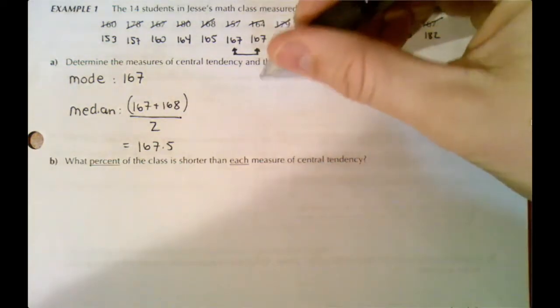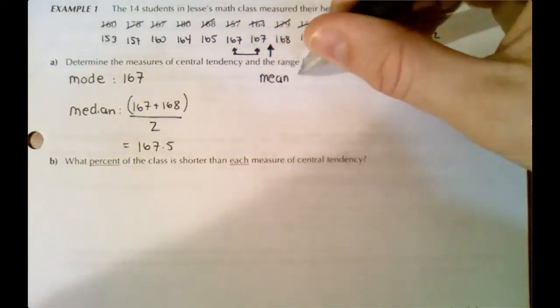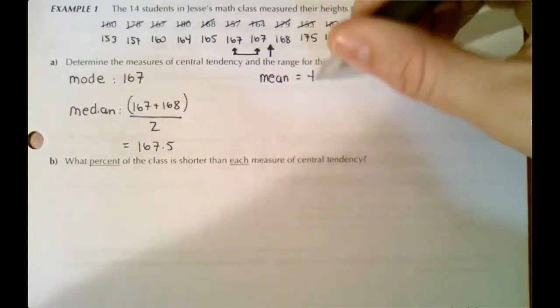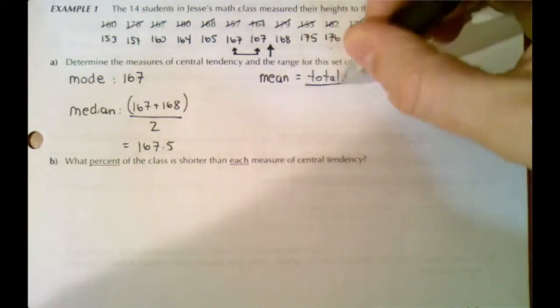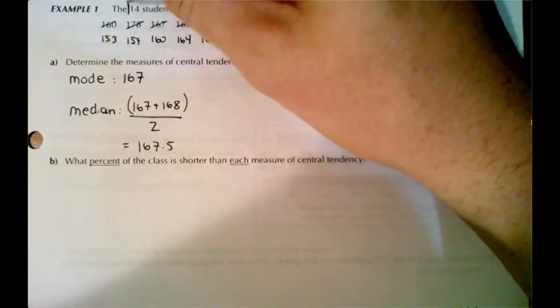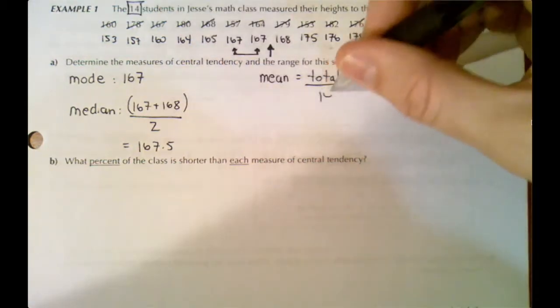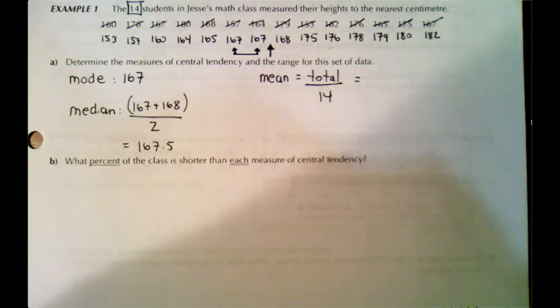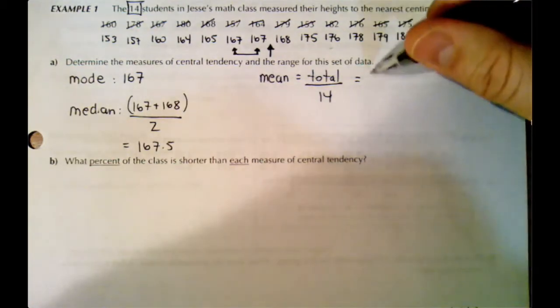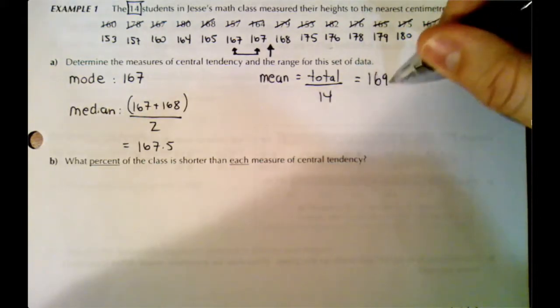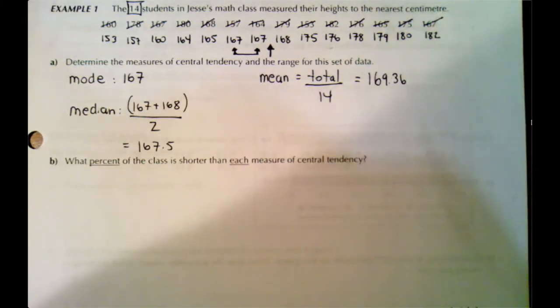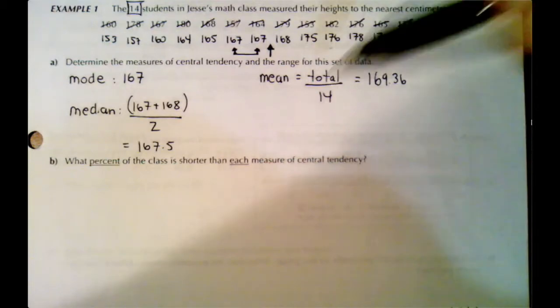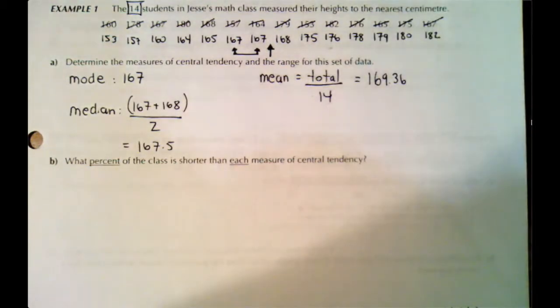Mean. The mean is where we find the total. So you add up all those numbers and we divide by, well, there's 14 students, so we divide by 14. Now, in the interest of saving a little bit of time here, I'm not going to actually add these up. I know what the answer is. It's 169.36. So if you want to practice, add it all up, divide by 14, and if you end up with 169.36, you did it right.